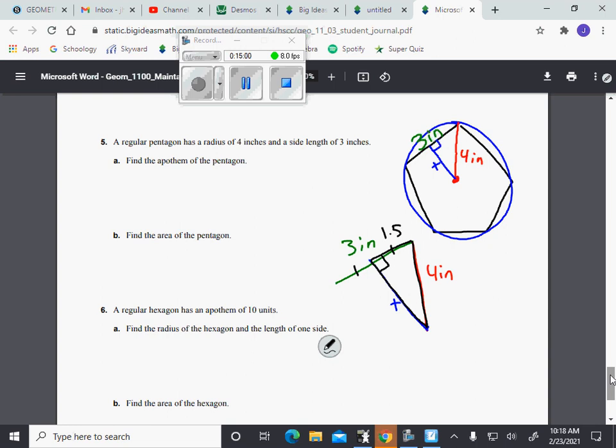Now, what do I have? I have a right triangle. And I can now perform the Pythagorean theorem to find the radius. Or my hypotenuse, sorry. Okay, I can take 1.5 squared plus x squared is going to be equal to my hypotenuse squared. And solve.